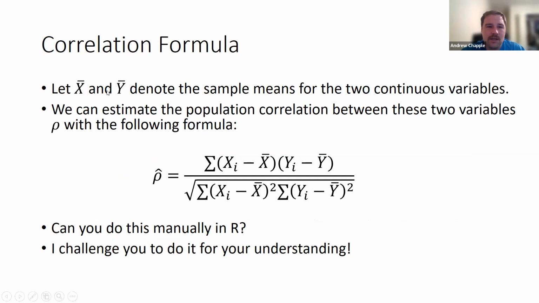So here's the formula. Again, you're not going to have to use this. You're just going to use R to do it. But I just want to give you some intuition on why this is something that we use. X bar and Y bar, that's the sample means for the two continuous variables. You can estimate this proportion like this. So it would be the sum of all the Xi's minus X bar times all the Yi's minus Y bar, over the sum of squares multiplied together on the bottom.